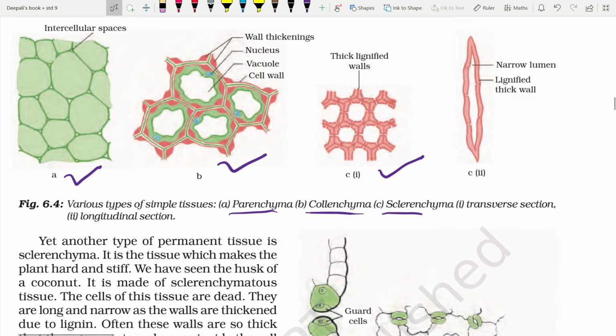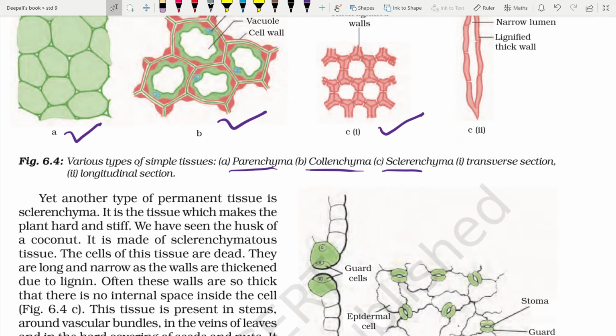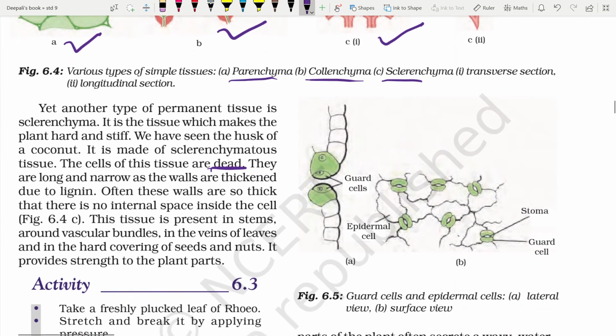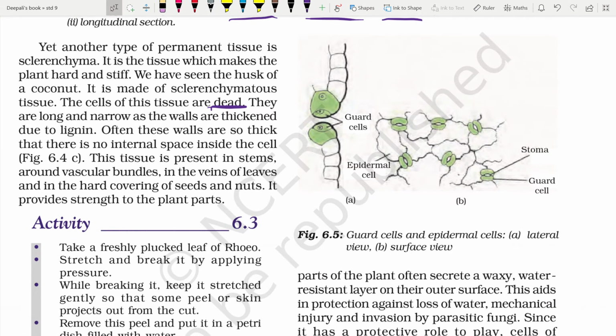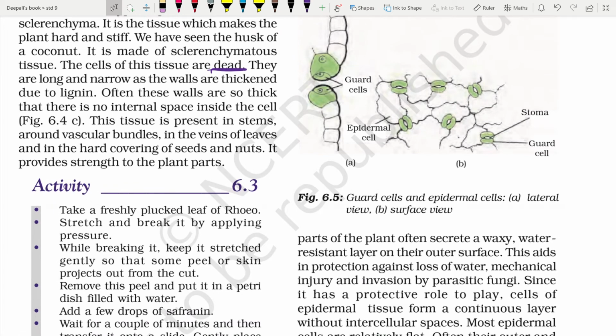The cells of these tissues are dead. They are long and narrow as the walls are thickened due to lignin. Often these cell walls are so thick that there is no internal space inside the cell. This tissue is present in stems around the vascular bundle, in the veins of leaves, and in the hard covering of seeds and nuts. It provides strength to the plant.